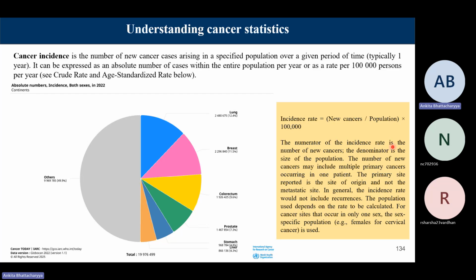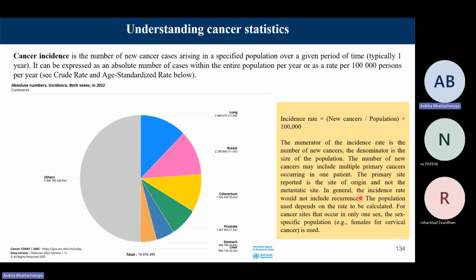The numerator of the incidence rate is the number of new cancers. The denominator is the population size. The number may include multiple primary cancers that are occurring in one patient. The primary site is reported as the site of origin and not the metastatic site. In general, incidence rate does not include recurrence or relapse. It means a new case.